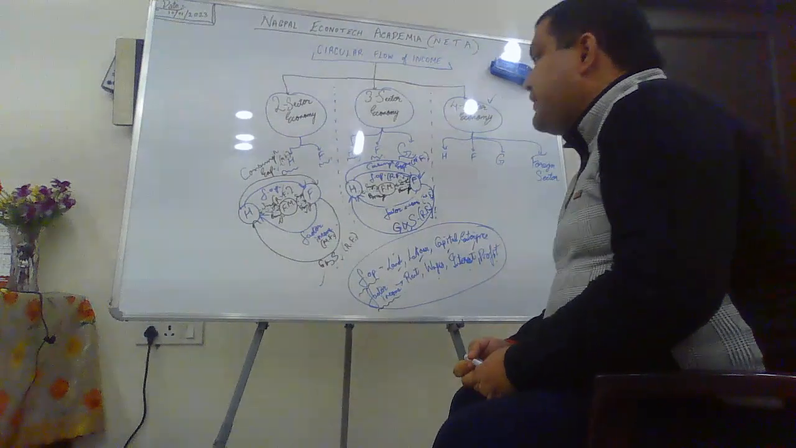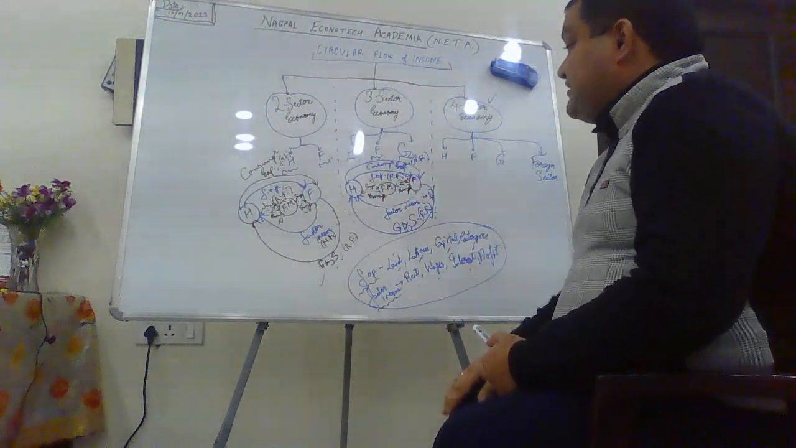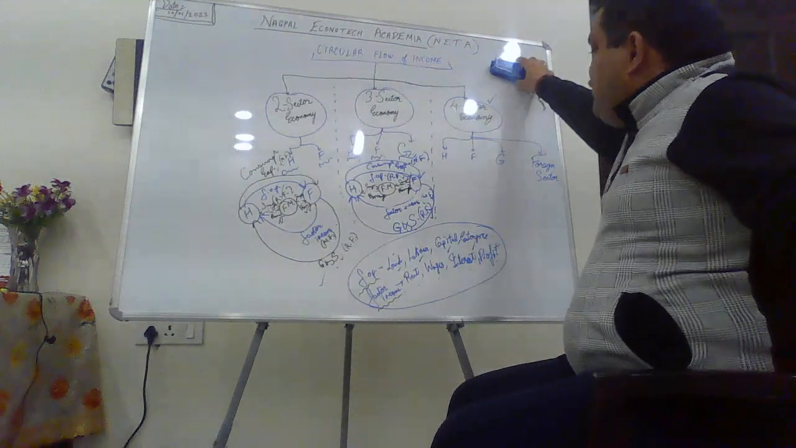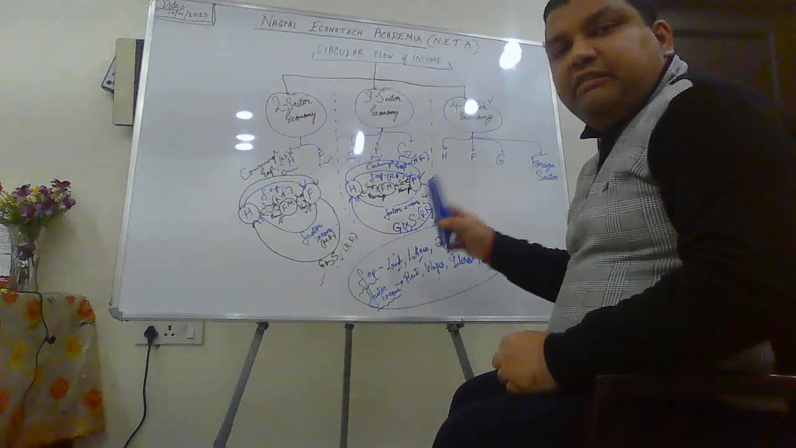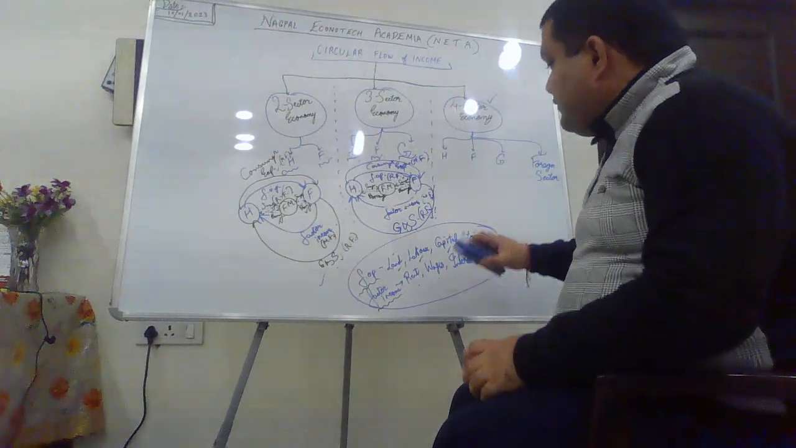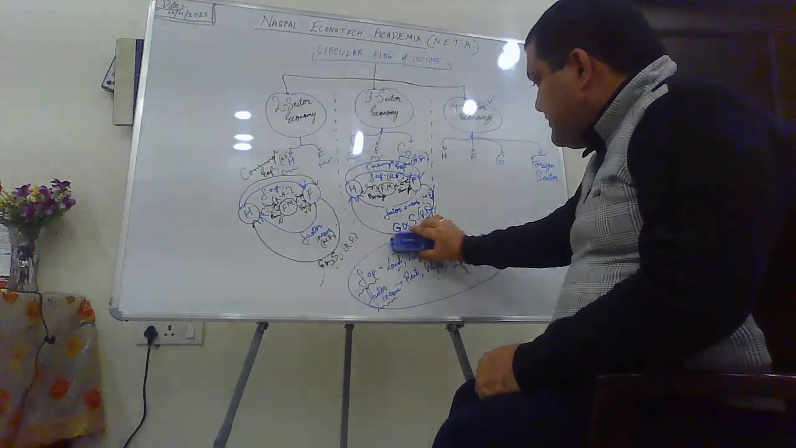Correct? This is the basic framework of the two-sector economy as we have just studied. But here there should be an intervention of the third sector called the government sector, right? So let me just make some space.